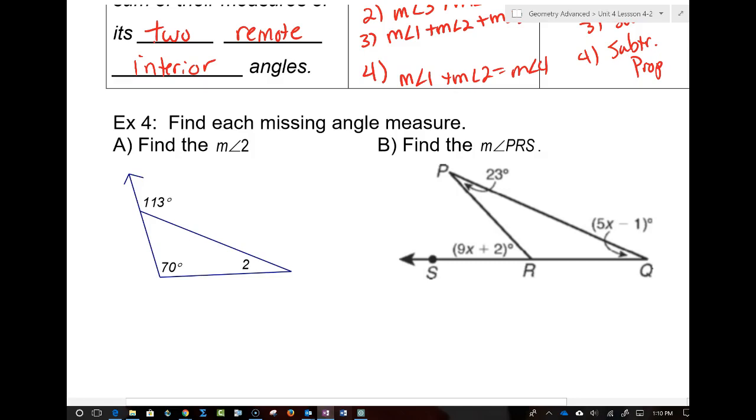But if you forgot, is there anything wrong with using the triangle angle sum theorem for triangles? Could you do that and solve for the measure of angle 2 very quickly? Yes. But if you recognize that 113 is your exterior angle, and these are your remote interior angles, can't I just use that instead? The measure of angle 2 plus 70 is equal to 113. What's my measure of angle 2, guys? 43 degrees. I didn't have to do a linear pair at all.